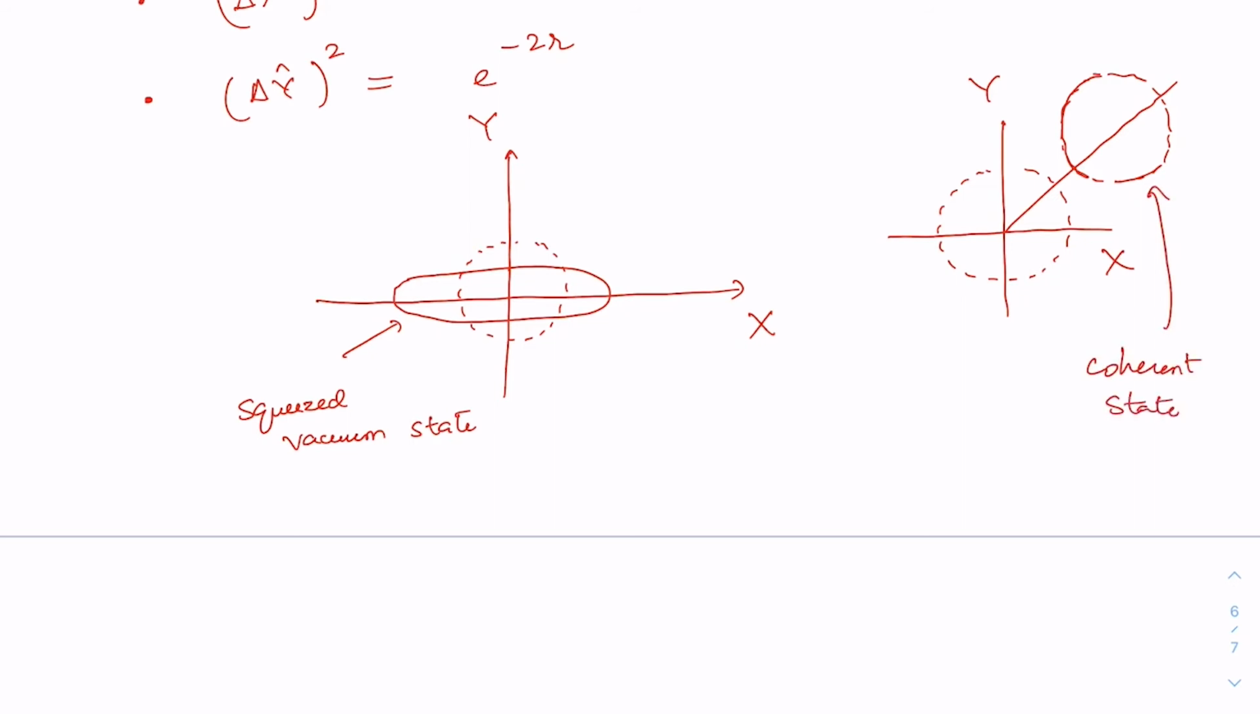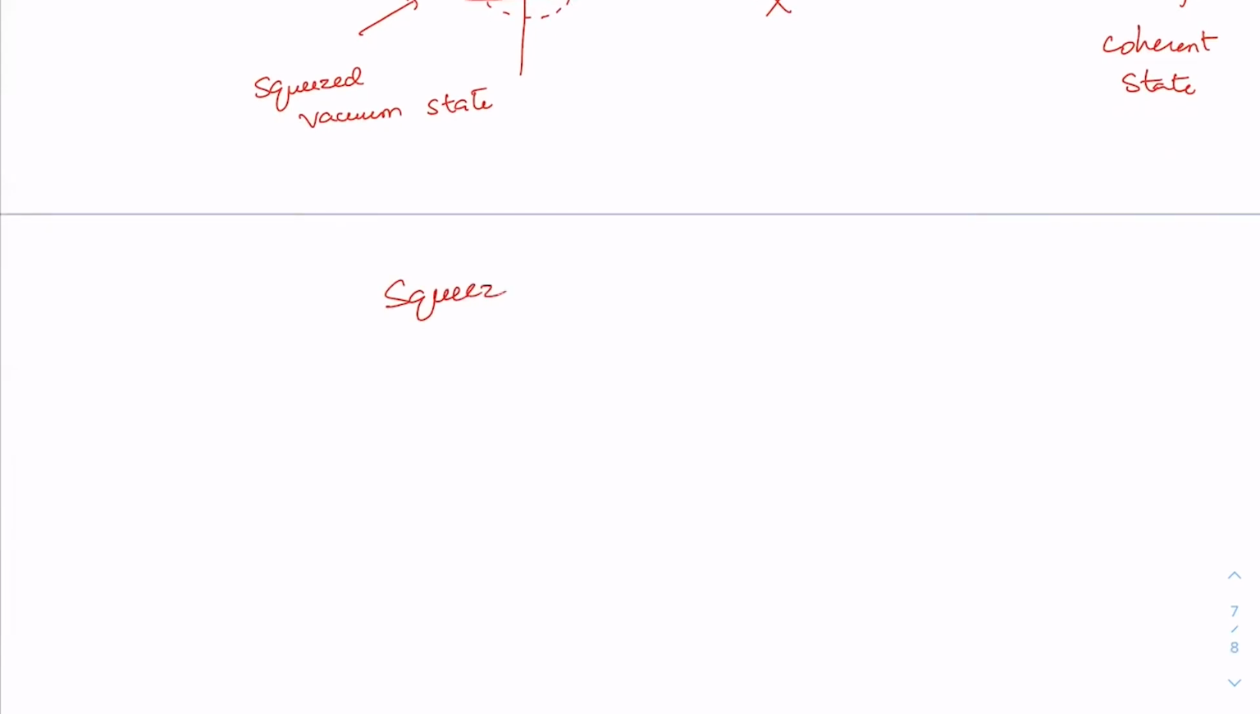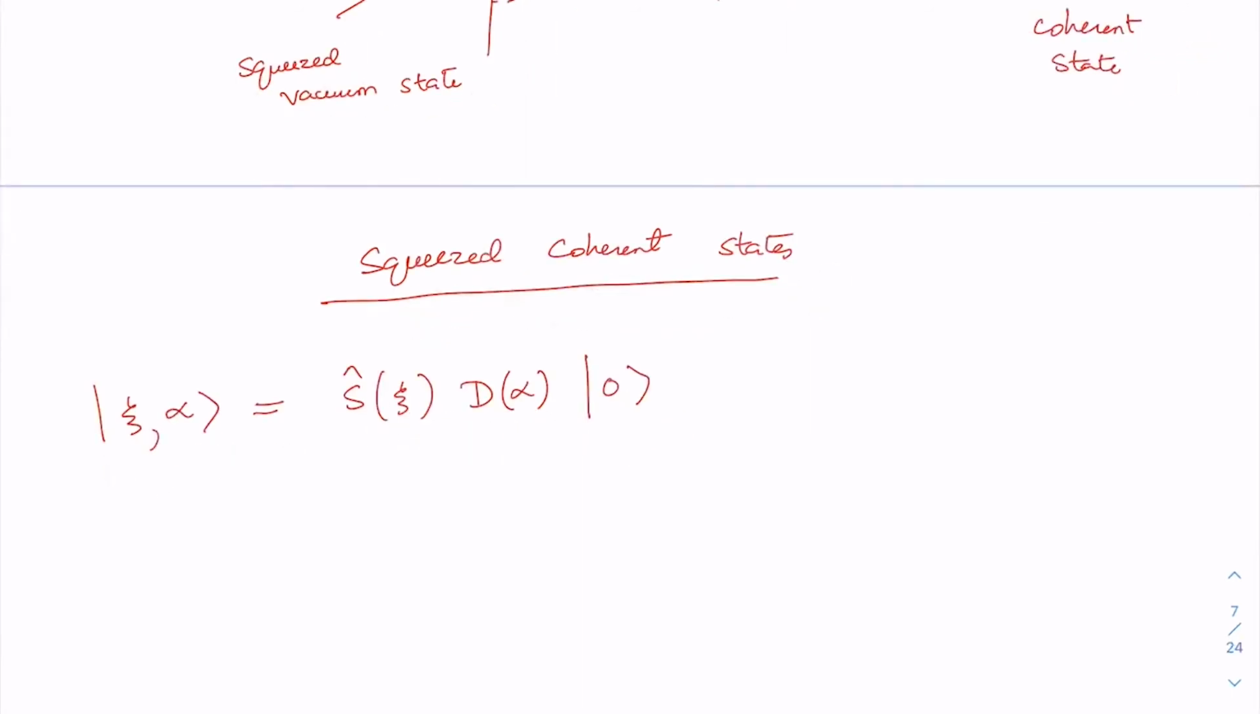All right, another point let me make, that apart from this squeezed vacuum state, we can also have squeezed coherent states. These can be obtained by first creating a coherent state, and then you squeeze the whole thing, then you will be able to get the so-called squeezed coherent states. So with this we have completed the first module of this course.